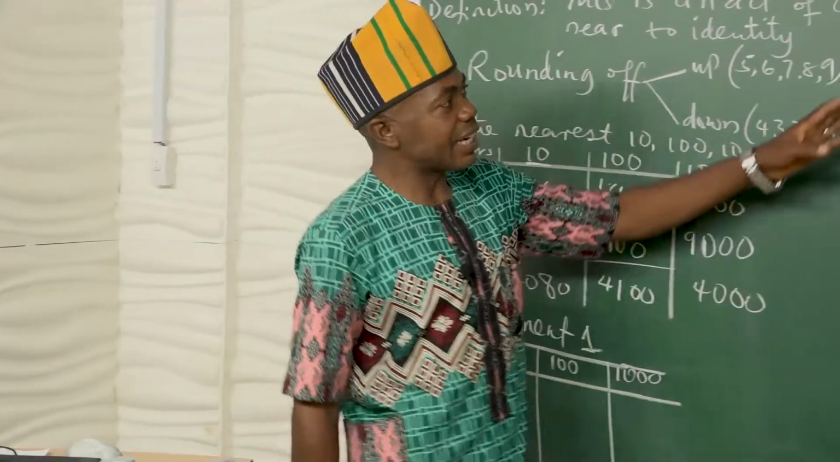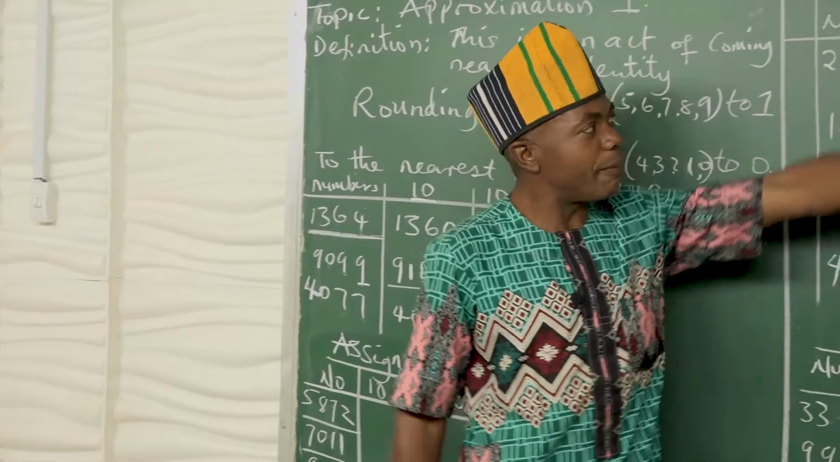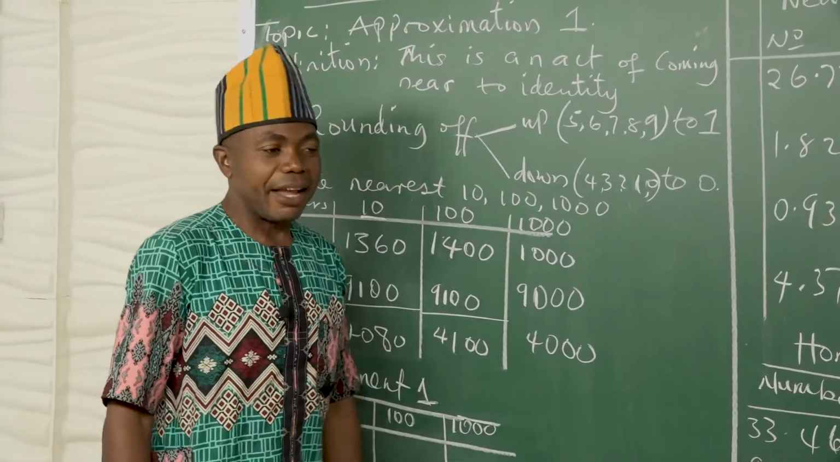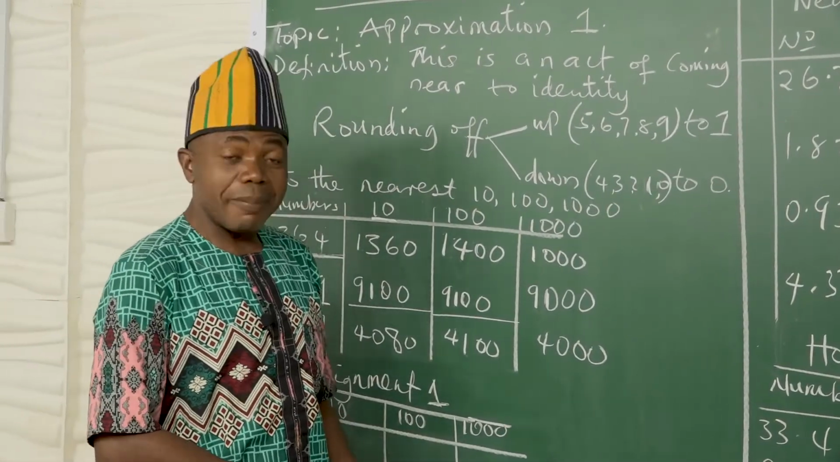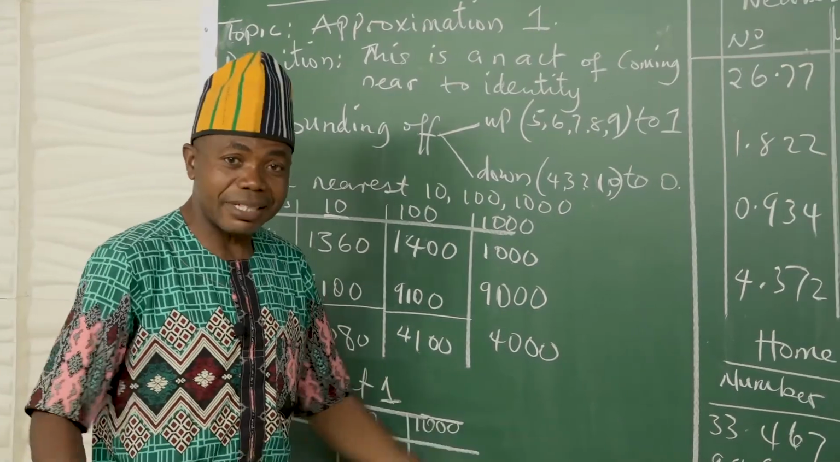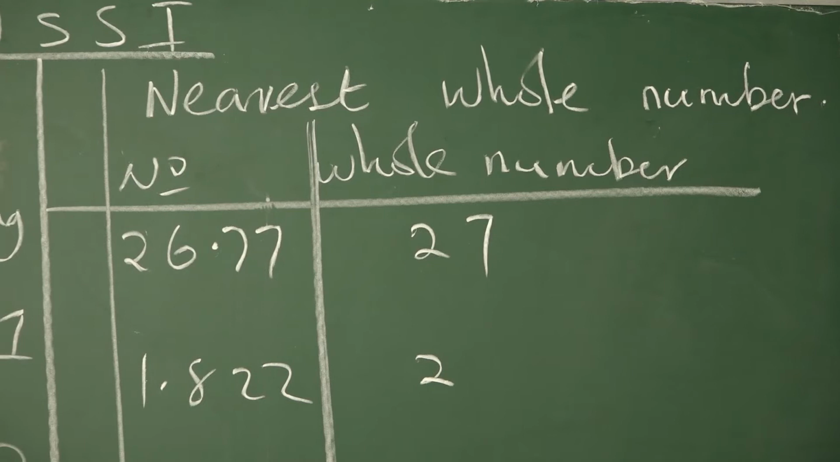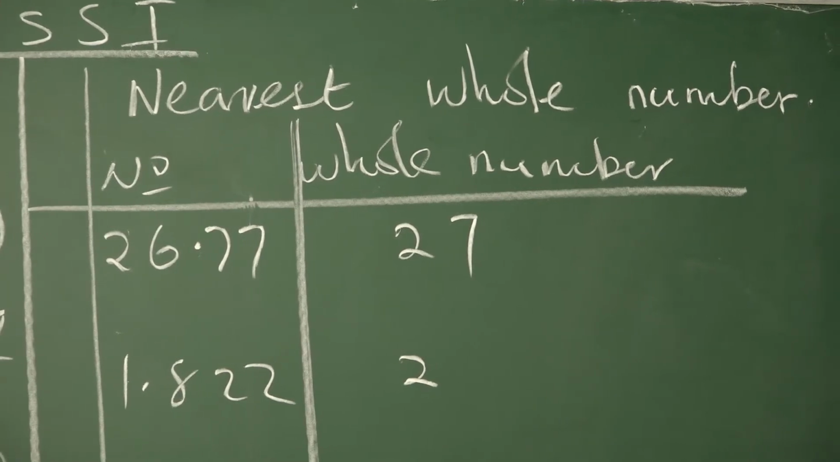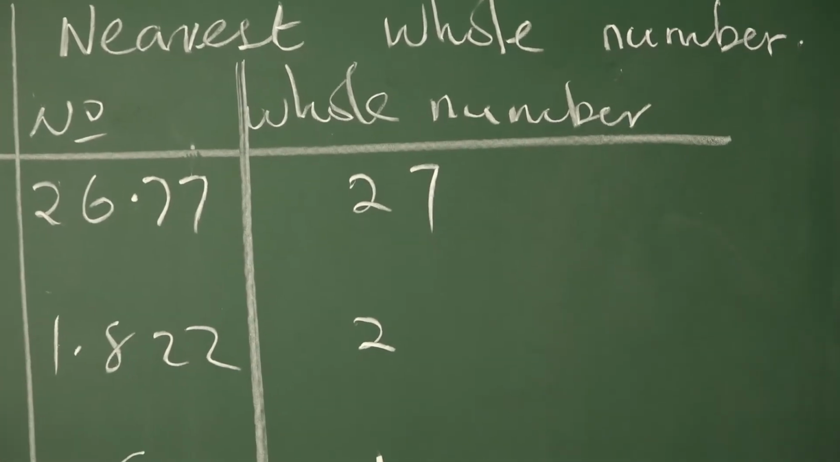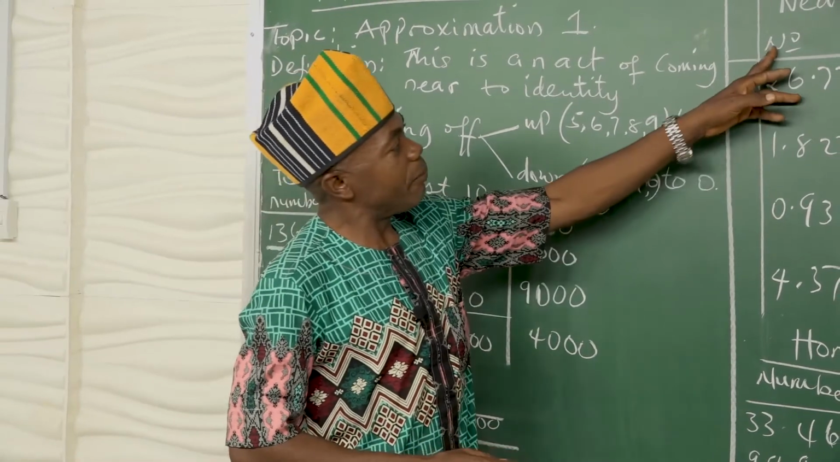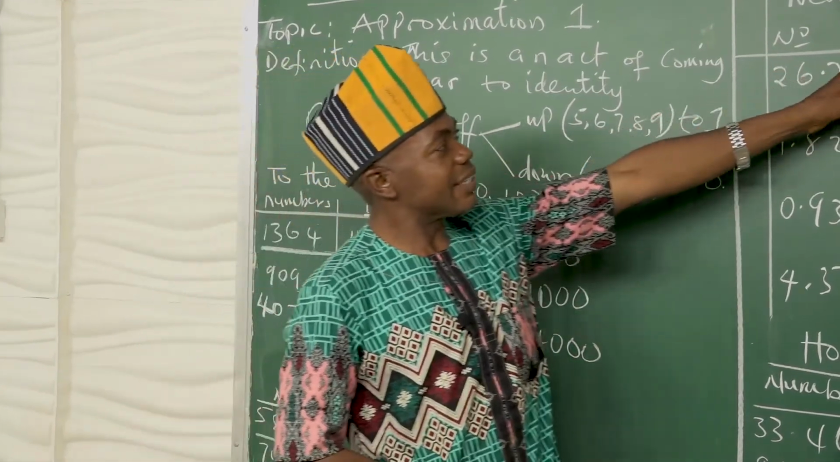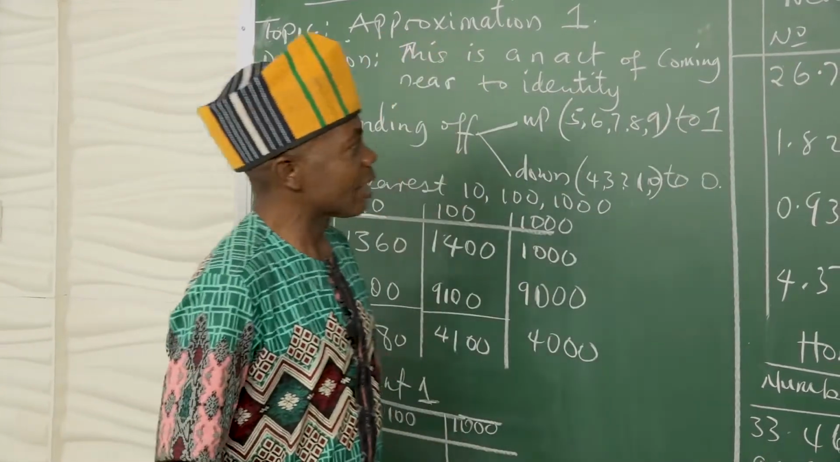Then we'll go to the next section, which is nearest whole number. What is a whole number? A whole number is, or whole numbers are those numbers you know, you can count and mention without decimal points. Whole numbers don't entertain decimal points. They are round figures. We have a number, and the question tag is to the nearest whole number.